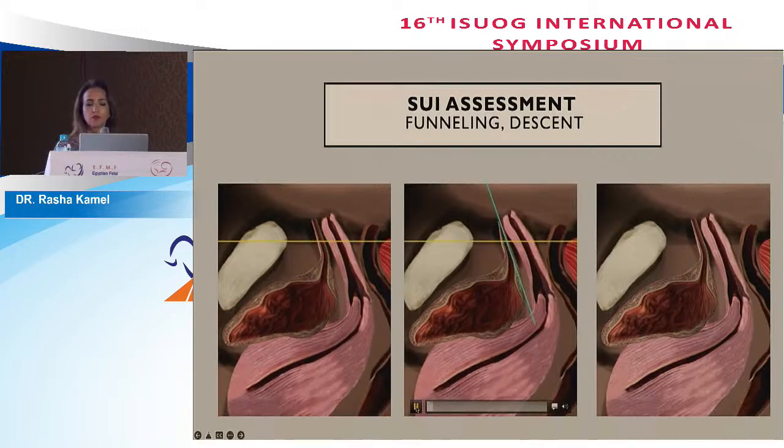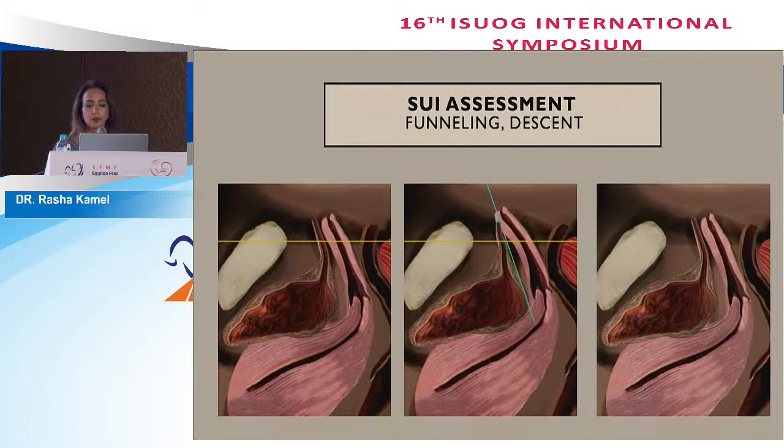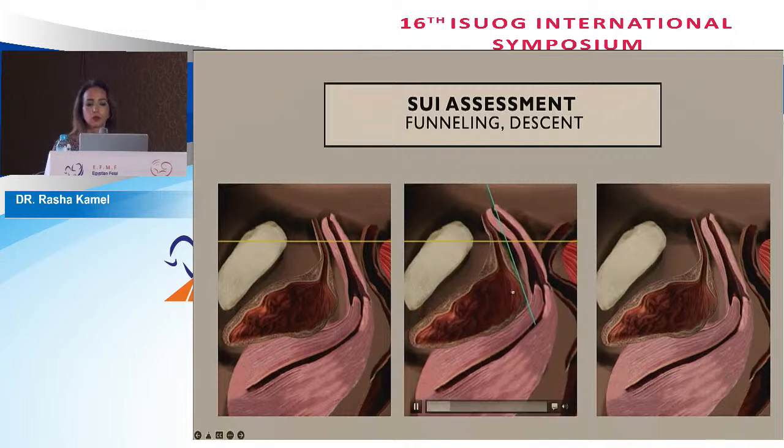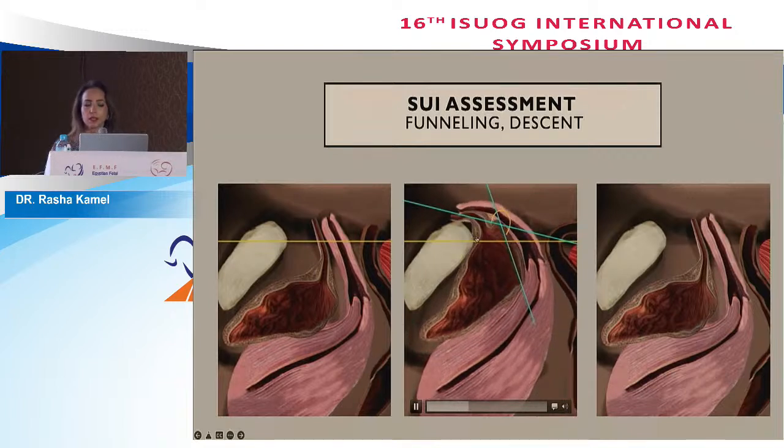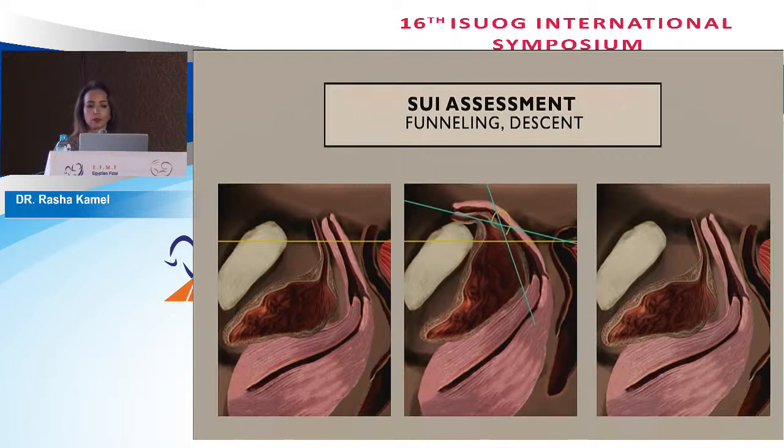Also, we have what we call a rotation and descent of the urethra. The urethra is going to descend and it's going to rotate anteriorly on the symphysis pubis, as we can see here. This is also one of the hallmarks of stress urinary incontinence on ultrasound.